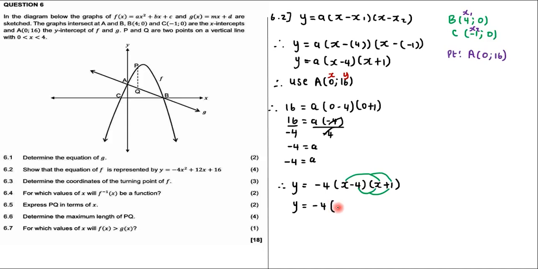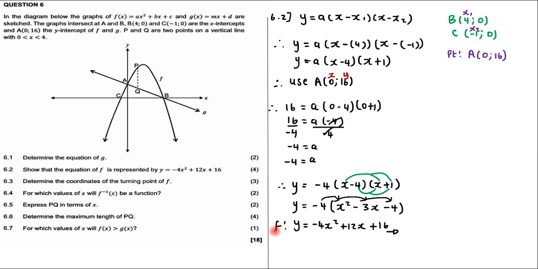By doing that, I will get x squared minus 3x minus 4. And then from here, I'll multiply this there, and there, and there. And then y will be minus 4x squared plus 12x plus 16, and that will be the value for f. So that is going to be how we find our value for f.